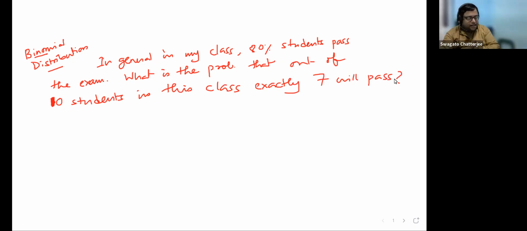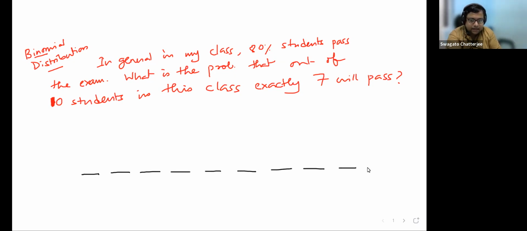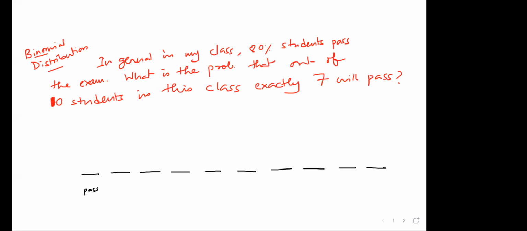Well, in general, 80% students pass. This kind of a question we're trying to answer. So let's say these are the 10 students: 1, 2, 3, 4, 5, 6, 7, 8, 9, 10. Now, what is this probability that this person, the first person, will pass? Can you tell me? 80%.